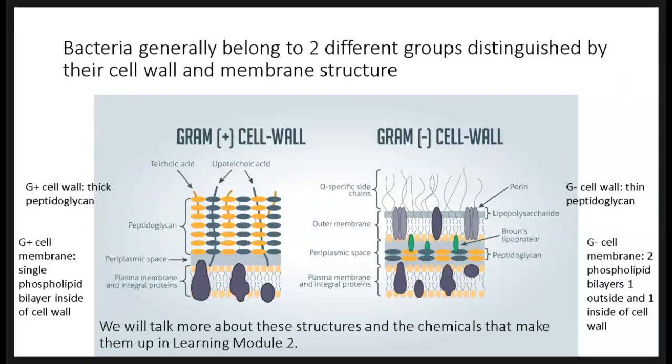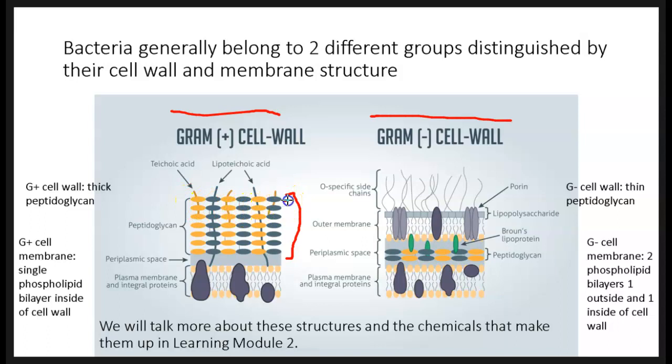Bacteria in general belong to two different groups that are distinguished by some differences in their cell wall and cell membrane structure. Those two groups we call gram-positive and gram-negative. These are two distinct evolutionarily related groups. The differences that are most important are in the cell wall. Gram-positive organisms have a rigid cell wall that's made up of peptidoglycan layers.